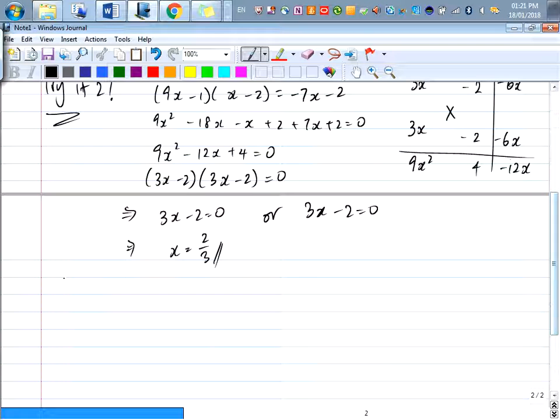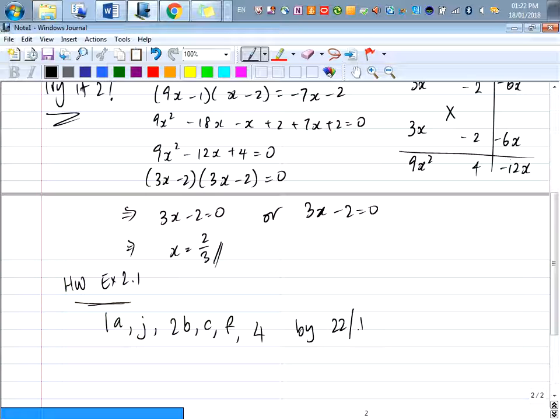Then your homework. Am I going too fast? Alright, okay, exercise 2.1. We have question 1A, J, 2B, C, F, and question 4. Simple recap questions by 22nd of Jan. So, do you have a lot of time to do it? A lot of time, right? Okay. Can I move on to the next topic?